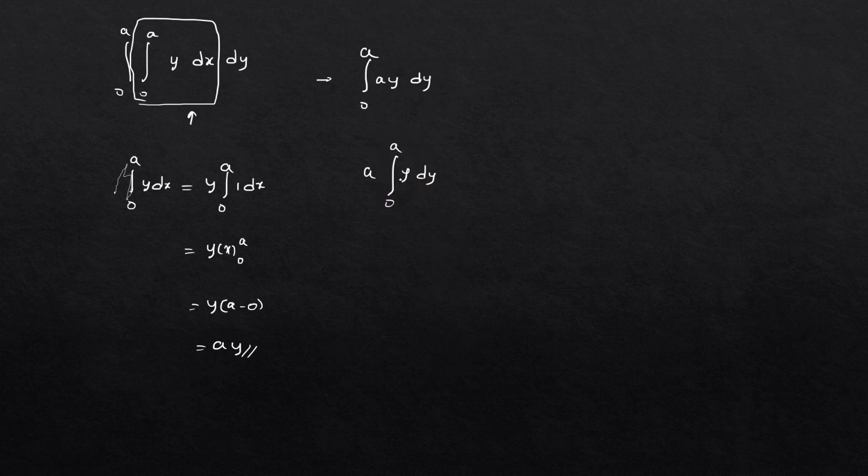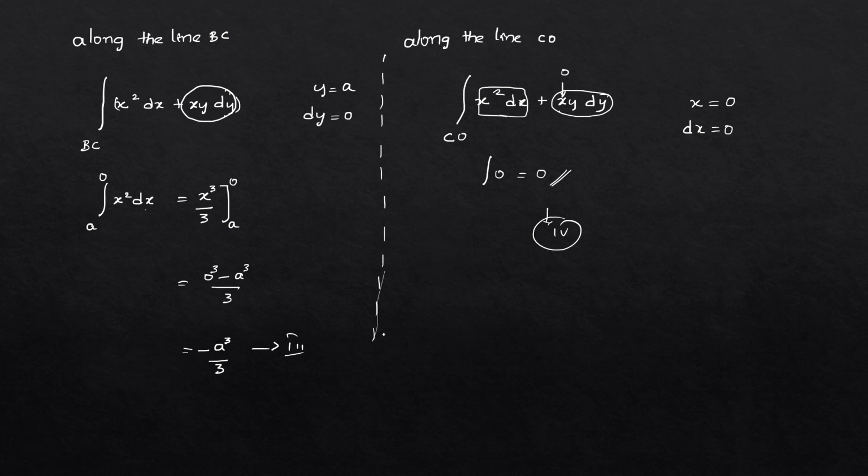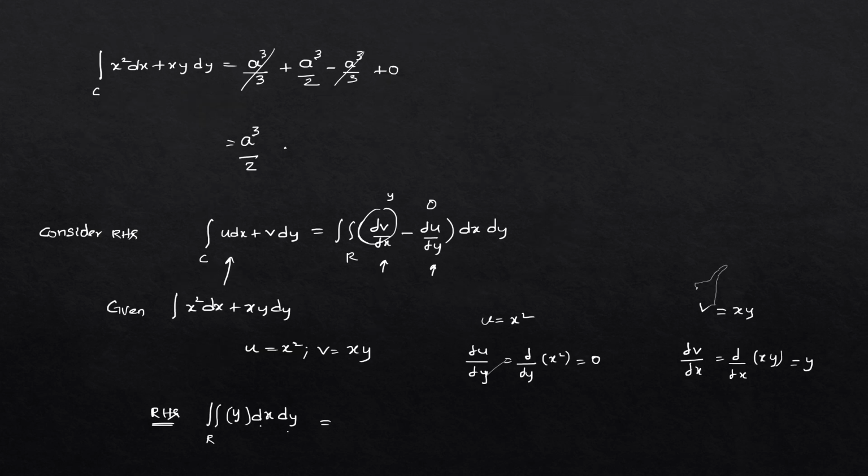So the integral of y dy means y square by 2, again over the limit 0 to a. So a by 2 into the upper limit minus lower limit, so a by 2 into a square means a cube by 2, right? So this is RHS, and earlier we got the LHS value, a cube by 2.